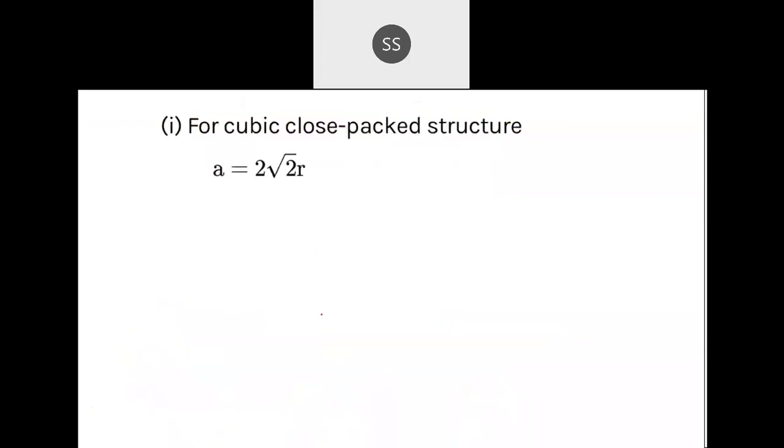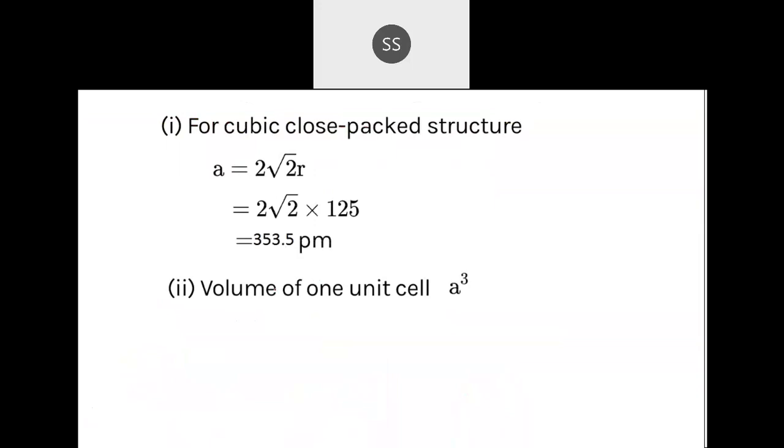For the cubic close packed structure, this was the answer you have got. Now the next thing, the second problem, if you have to work it out, you require the volume of one unit cell. That we have to calculate now. So we are taking the volume of one unit cell as a cube, so that you can substitute here. See now, this is in picometer. Later we can convert into centimeter. So this is 353.5 picometer. If you cube it up, we will remove this and then directly substitute, like this.